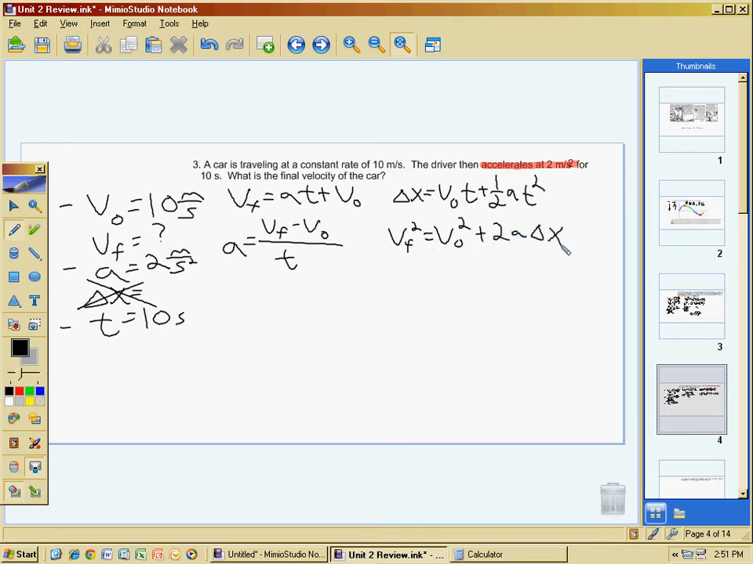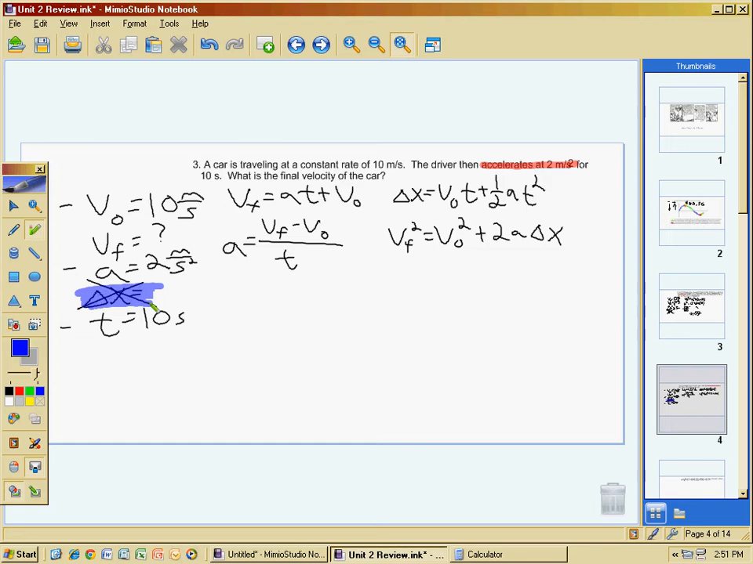Alright, so here's basically what you have to do. We'll use red for bad, green for good. What you have to ask yourself is what piece of information you don't care about. And there will always be one. Now what I mean by don't care about is for that particular part. So let's say there was a part B to this that said, what is the total distance traveled while accelerating? We're going to care about position, just not yet. So for this particular part, to find V final, we don't care about delta x.